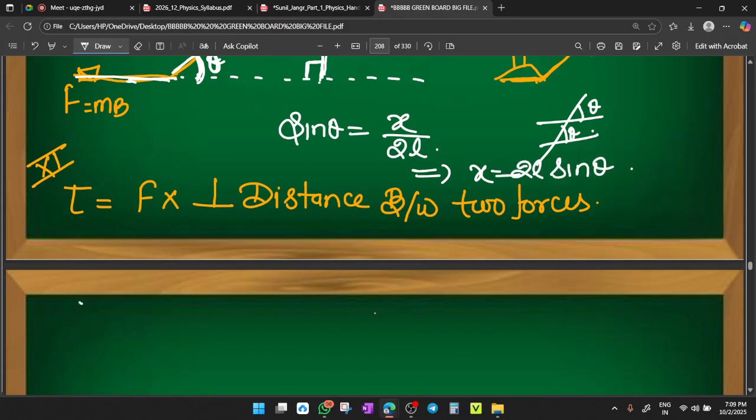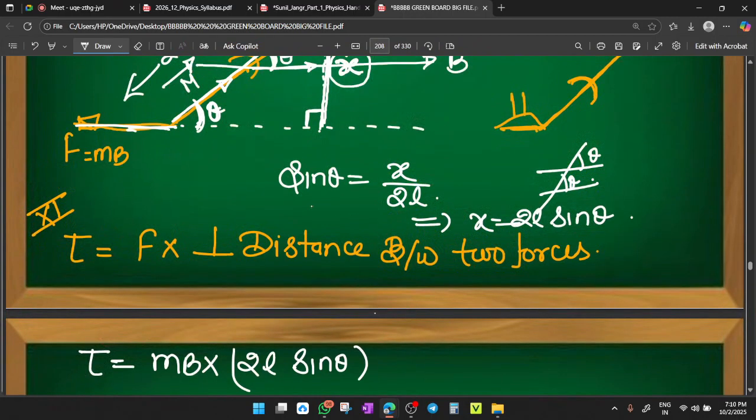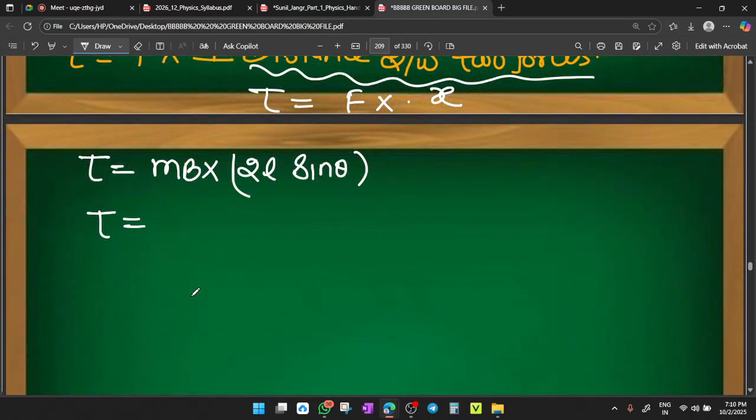Now place the value in the formula of torque. Torque equals force times the perpendicular distance between the two forces. What is the amount of force, beta? mB. And the distance we have just calculated, 2L sine theta. So torque is F cross x. In place of F there is mB and in place of x there is 2L sine theta. Clear? Now separate m into 2L together and B sine theta.